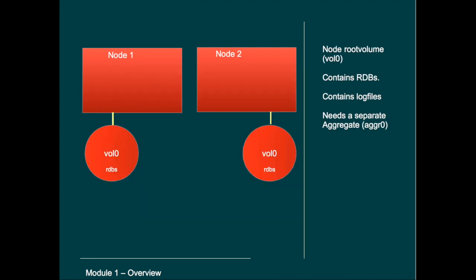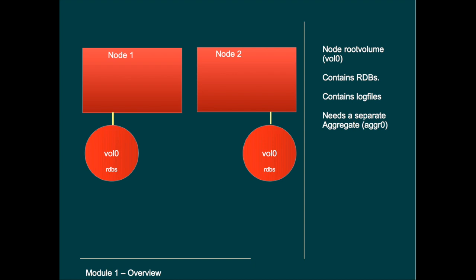Now let's have a look at cluster configuration. The configuration of your cluster is stored in something which we call the replicated databases. These replicated databases are, in fact, ASCII files, but they are in sync in the entire cluster. They're stored in vol0, and vol0 is the root volume of the node.